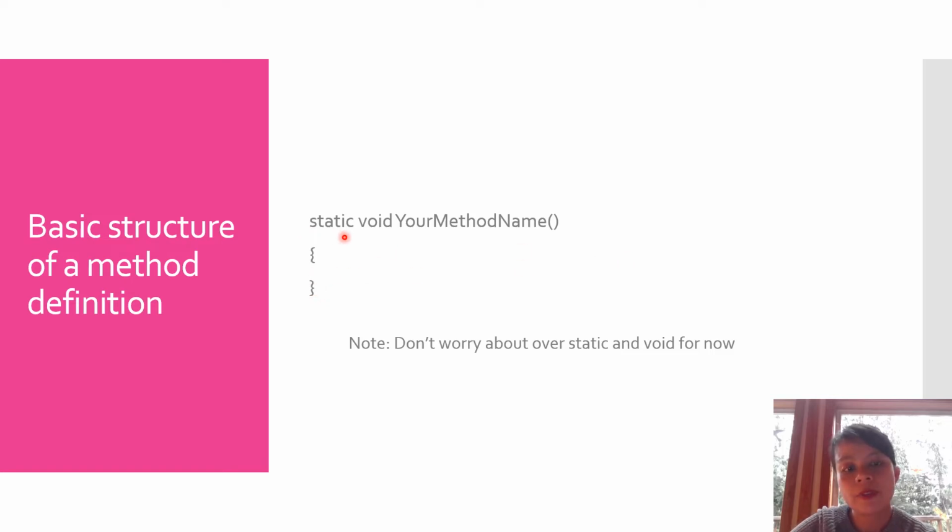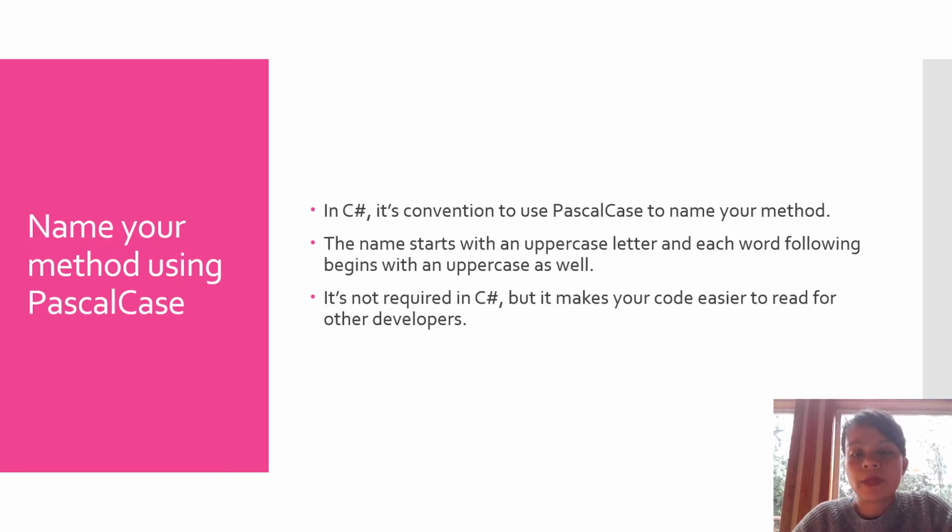You have static, but don't worry right now about what static is and what void is. Just remember to put these in. Later in the course we'll look at what static and void are. So don't worry about those two. Just take a look at your method name. This is your method name, and then in parentheses. In C#, it's convention to use PascalCase to name your method. So what does PascalCase look like? You make the first letter of each word capitalized, like Pascal, and then C for case, with no spaces, remember?